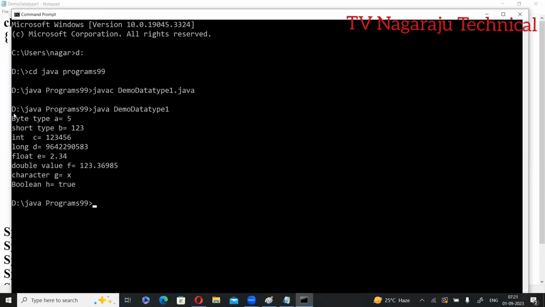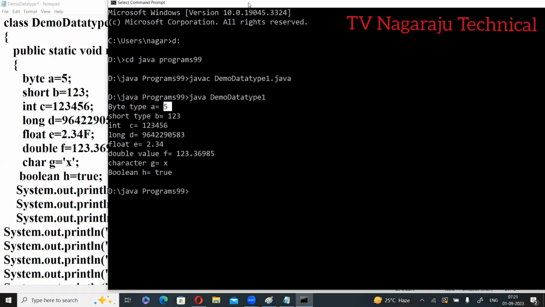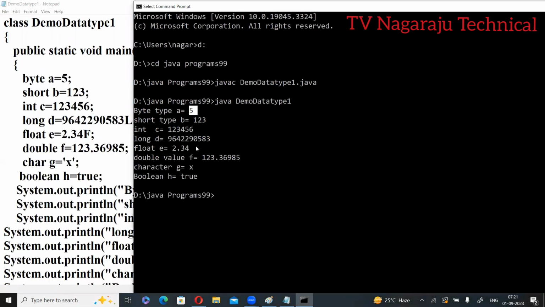See this one? Byte type, whatever statement I wrote inside my double quotation. The right side value a is what I gave as 5. Whatever values you give, exactly those values are taken. This is data types. These are the different data types that are used in Java. Okay. Thank you.